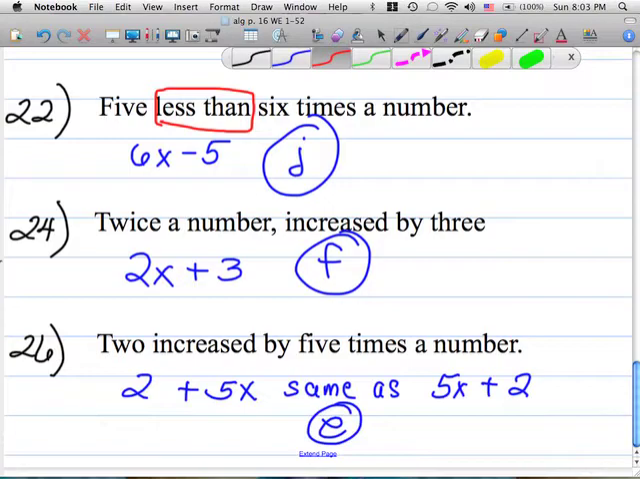Number 26, I have 2 increased by 5 times a number. So 2 increased by is plus, 5 times the number, 5x. Looking at the list, I find 5x plus 2, which is the same as that, and that's letter E.